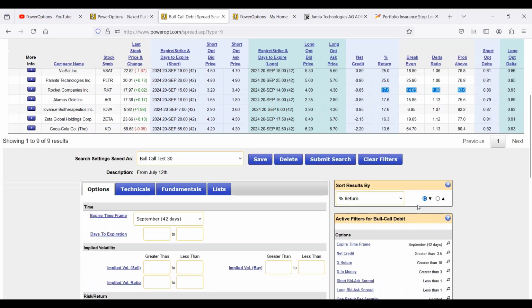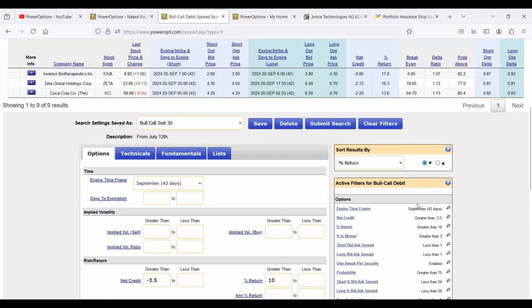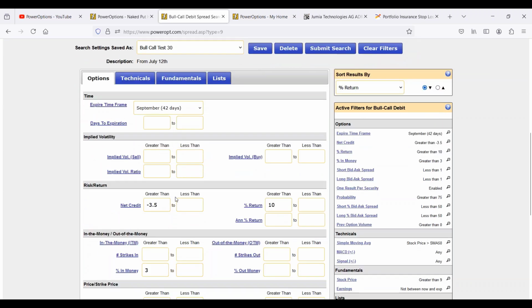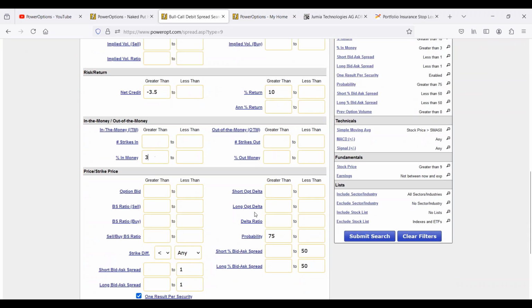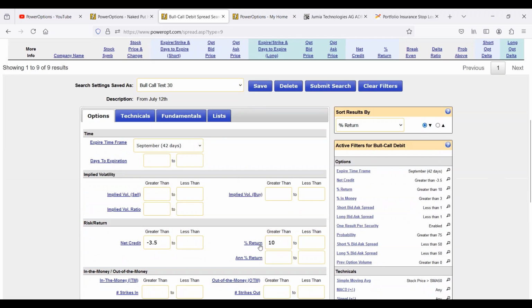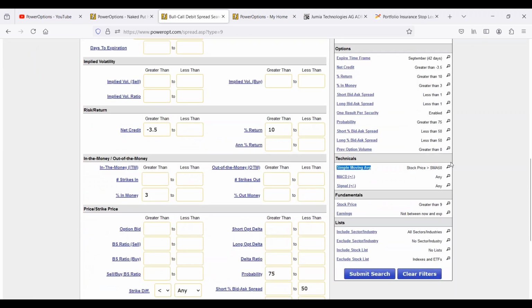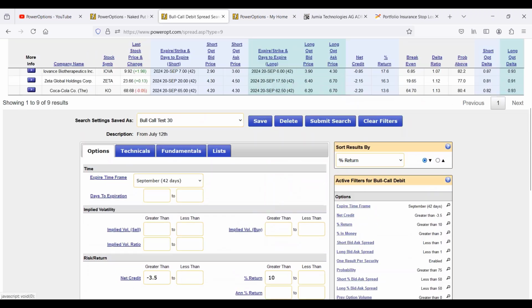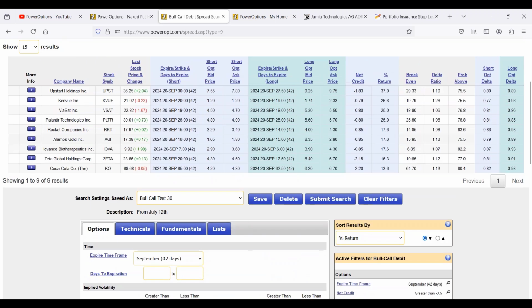This is just a search that we created on July 12th on a similar webinar, Karol. We looked for options 1 month out in time with a return of at least 10%, 3% in the money for the debit spread with a 75% probability of success. Looking, of course, at stocks trading up above the SMA 50, avoiding earnings between now and expiration. That's this default search we created.